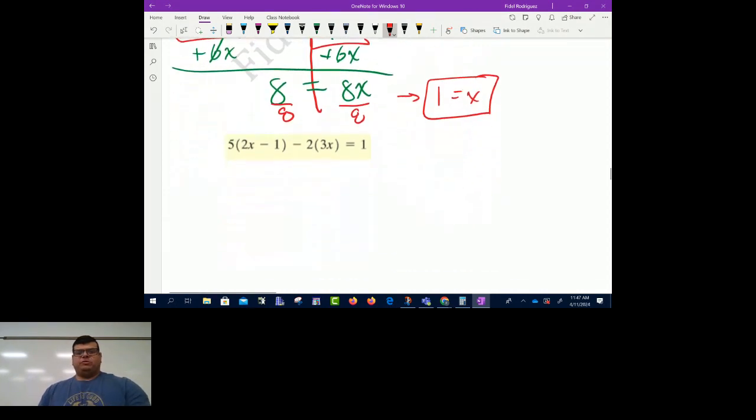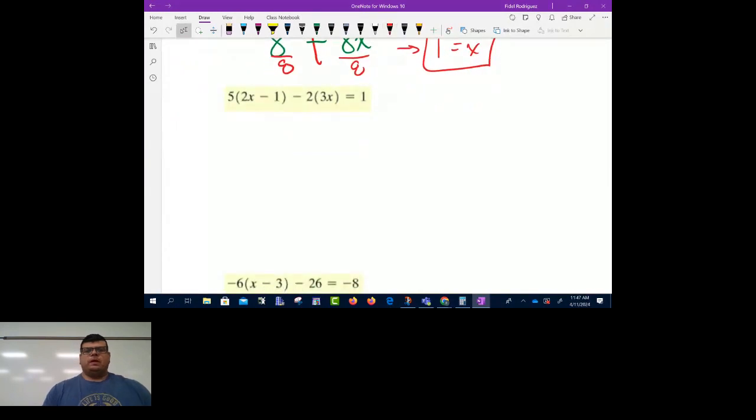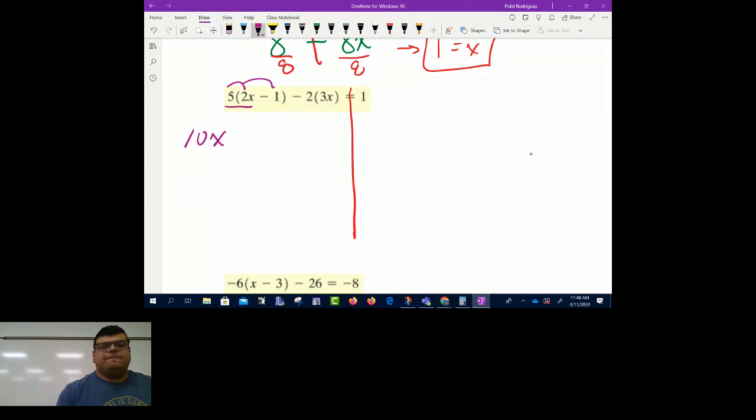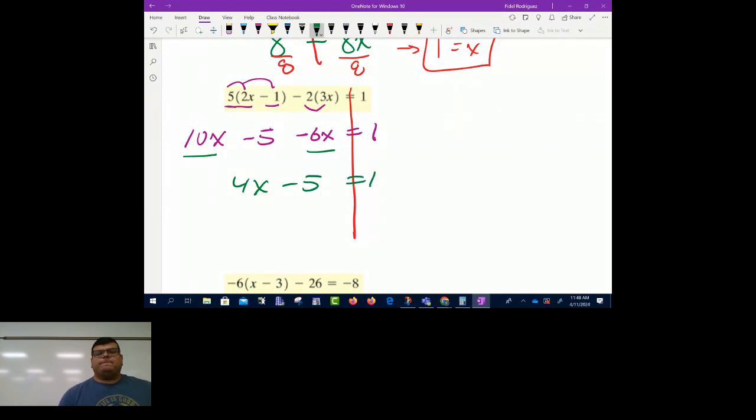All right, let me scroll down a little bit more. And again, I'm going to draw my line going right here. So let's do this, y'all. Let's go 1 and 2. So 5 times 2 is 10. 5 times a minus 1 is a minus 5. That's a minus 6, and that's a 1. 10 minus 6, that's a 4. Minus 5 equals 1.